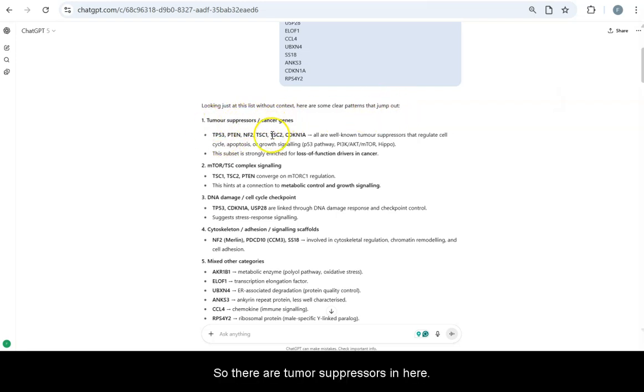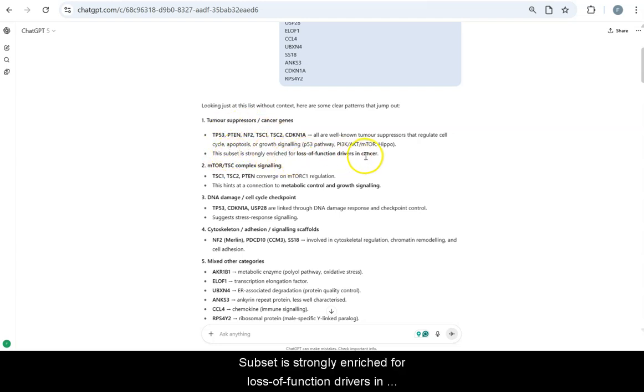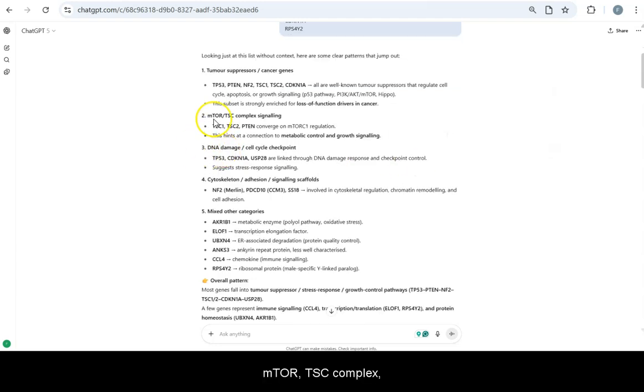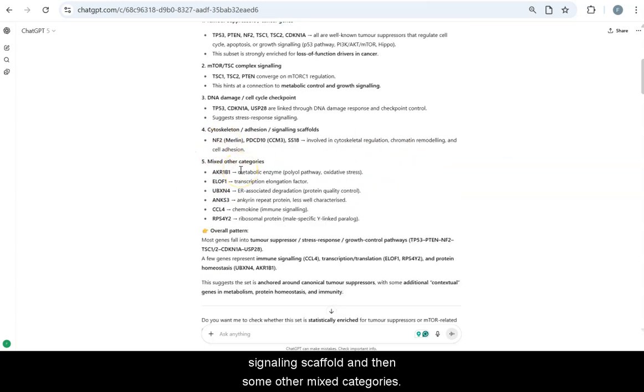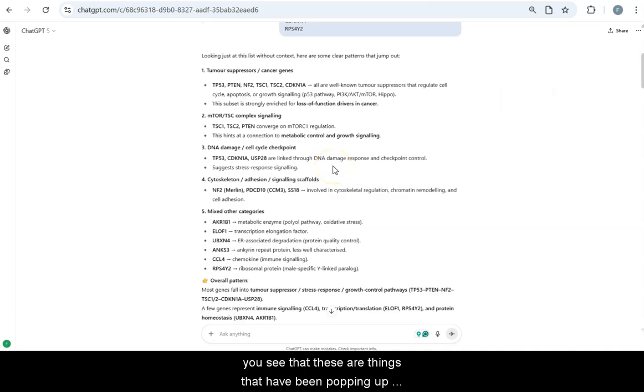So there are tumor suppressors in here. A subset is strongly enriched for loss of function drivers in cancer, which makes a lot of sense, right? mTOR TSC complex, DNA damage and cell cycle checkpoint, cytoskeletal adhesion, signaling scaffold, and then some other mixed categories, right? And these are, as you've seen in other videos, although I don't use this data set for all of them, things that have been popping up when we do other types of pathway analysis.